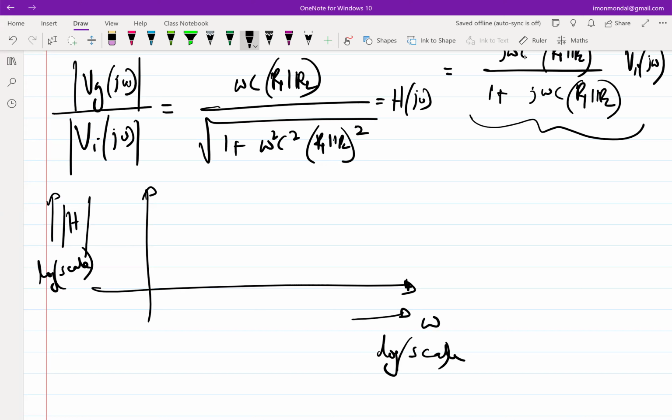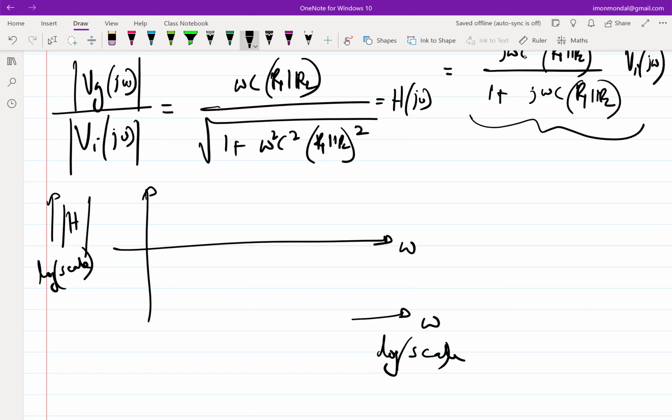So what do you think it will look like at low frequencies? At very low frequency, this term should dominate. So essentially, it will be log of omega c R1 parallel R2. If I am plotting in terms of dB, it will be 20 log of that. And in a log-log plot, what will it look like? A straight line, great.